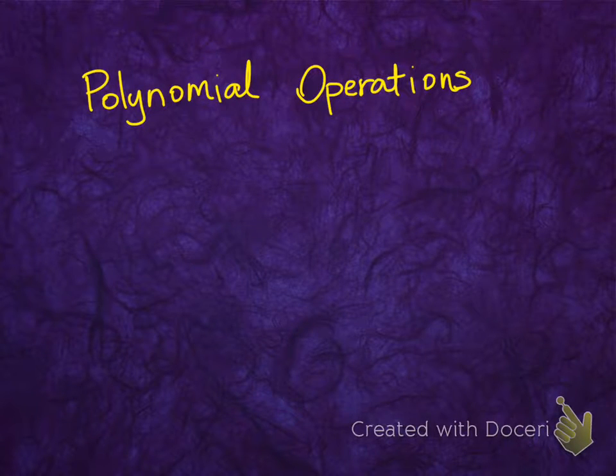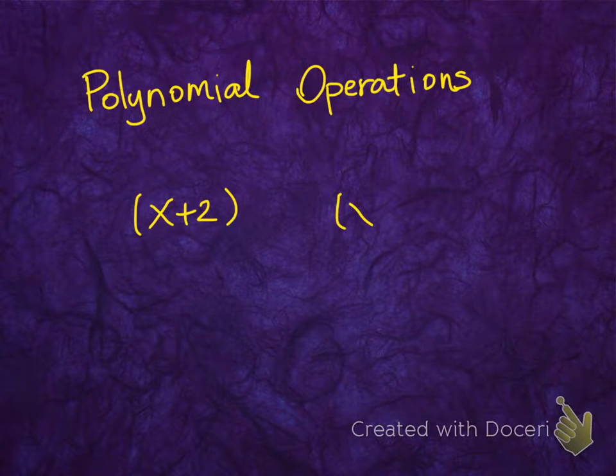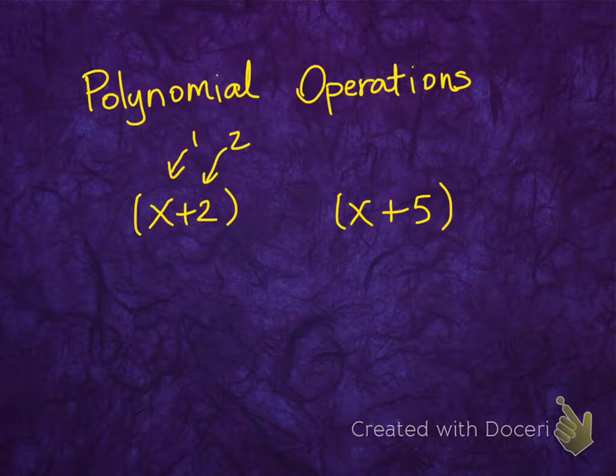Okay, we're starting a unit on polynomials, and we're going to start with polynomial operations. So basically what this says is, if you have two polynomials, let's say x plus 2, that's one of them, and let's say you have x plus 5. These are both binomials because they have two terms. See, one term, two terms. They're binomials.